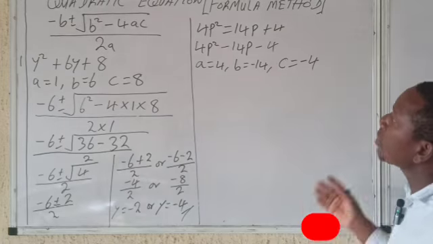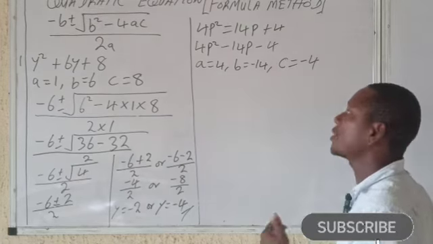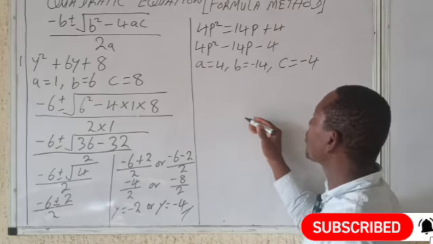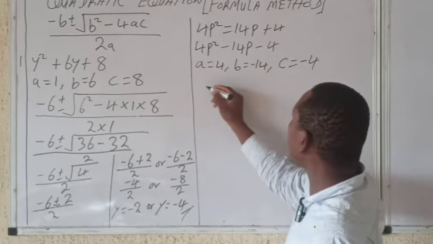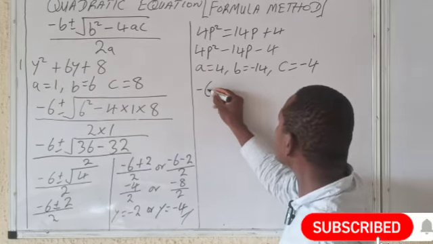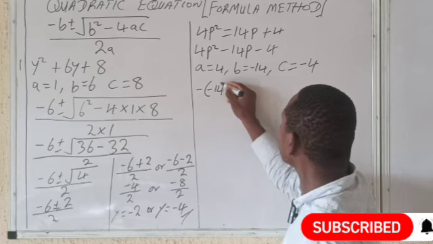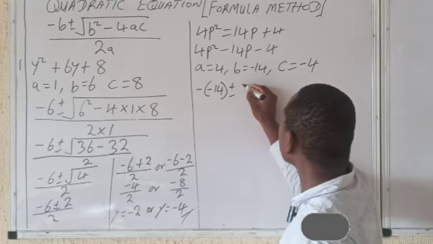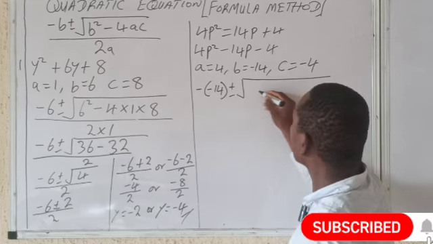So just put it into your formula and get your answer. So let's put it into the formula. Minus b there. So we now have minus bracket minus 14, plus or minus root.